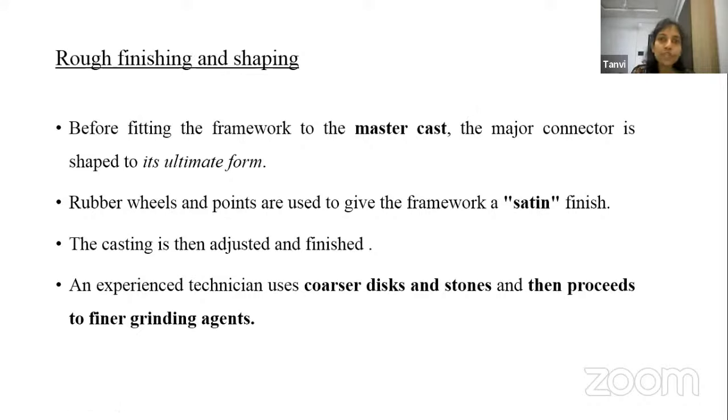Before you adapt the framework to the master cast, it is required that the rough finishing and shaping of the framework is properly done so that the master cast is not damaged because of the framework. So before fitting the framework to the master cast, the major connector is given its ultimate form. Rubber wheels and points are used to give the framework a satin finish. The casting is adjusted and finished, and the finishing and polishing procedure is done by the technician going from the coarser disc to the finer disc.